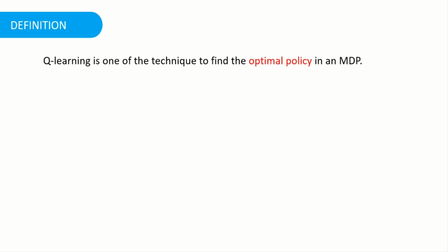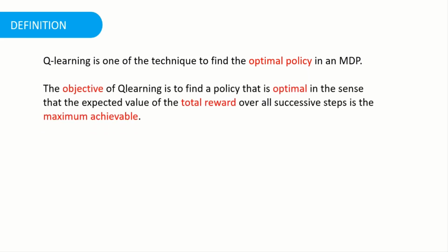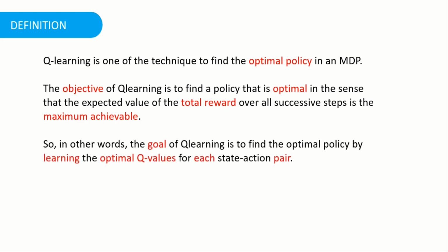Let's now look at the definition of Q learning. Q learning is one of the techniques to find the optimal policy in a Markov decision process. The objective of Q learning is to find a policy that is optimal in the sense that the expected value of the total reward over all successive steps is the maximum achievable. So, in other words, the goal of Q learning is to find the optimal policy by learning the optimal quality values for each state action pair.